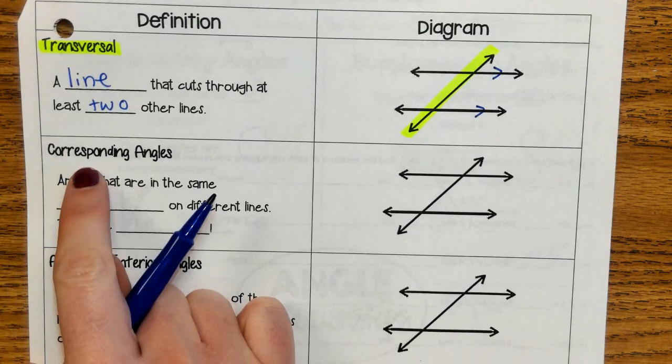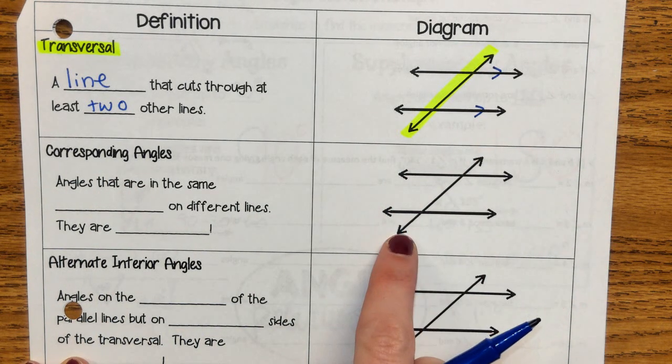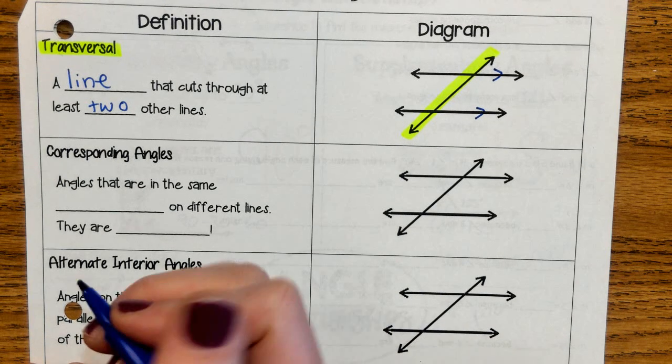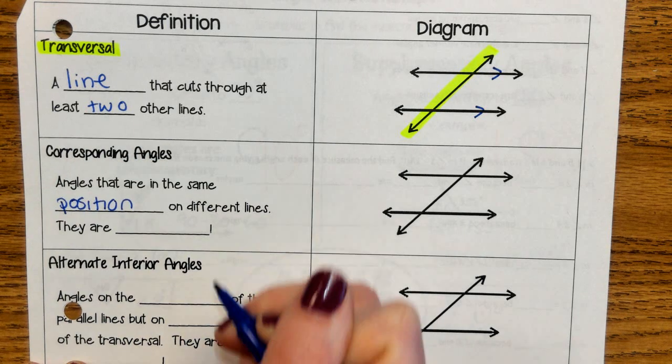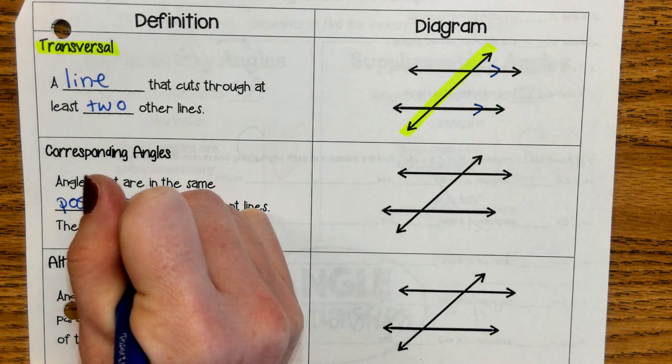So, the first special kind of lines when you have two parallel lines cut by a transversal are corresponding angles. Corresponding are angles that are in the same position on different lines, and they are congruent.